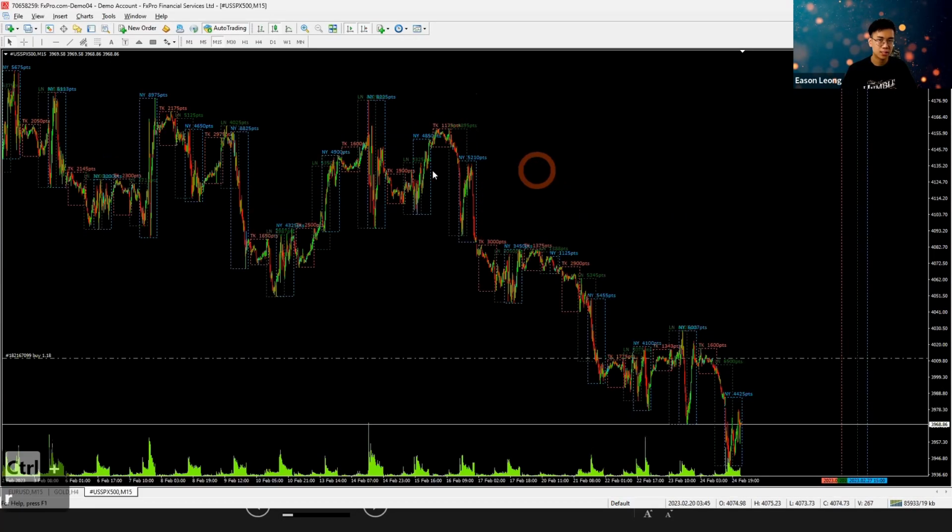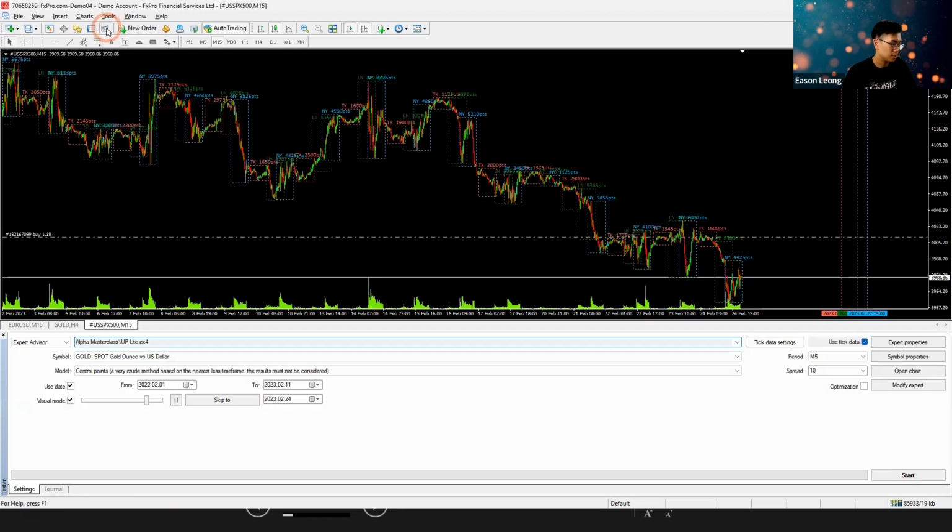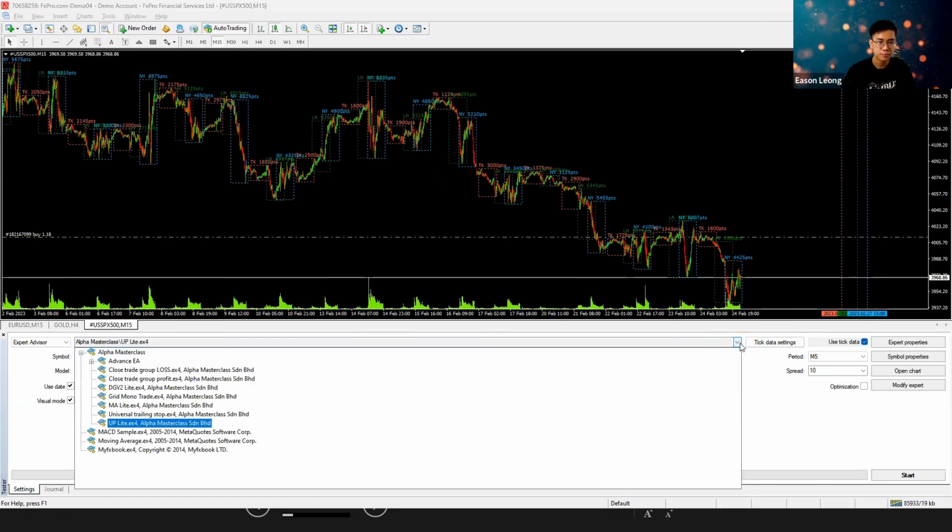Now, right now, let's go to MT4. Open up your strategy tester here. Here is the place that you're going to test how the robot works and how you can actually optimize to get a better result. Over here, you can click on this thing. You will search for moving average line. It's supposed to be inside Alpha Masterclass, Moving Average Lite.